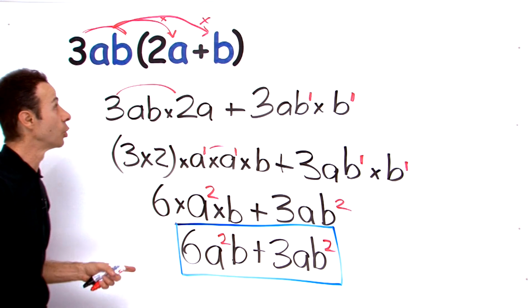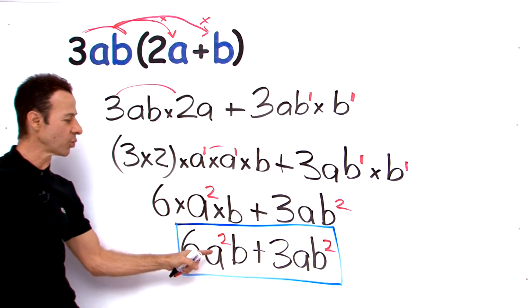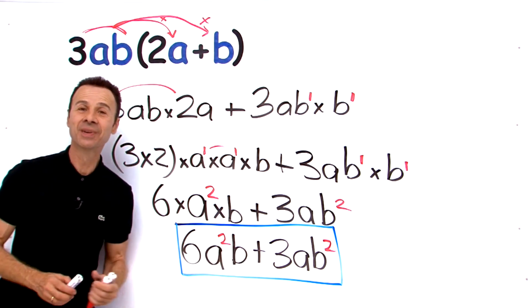So the answer is, when we remove the parentheses and we expand and distribute, 6a squared b plus 3ab squared. There you go. Hope it helps.